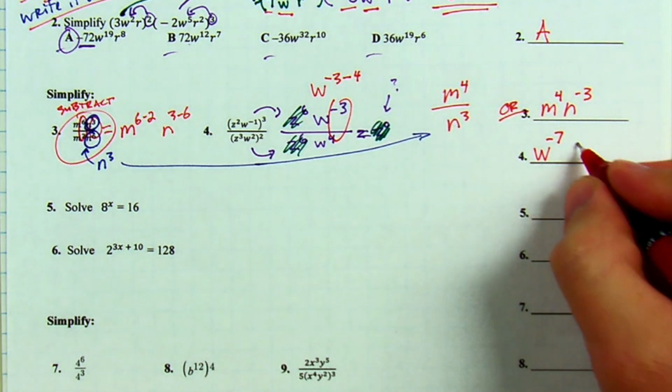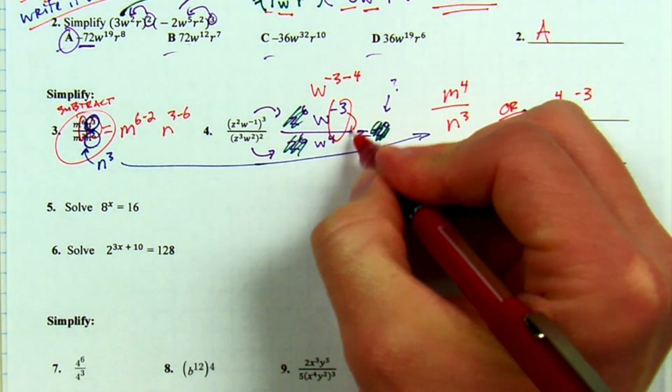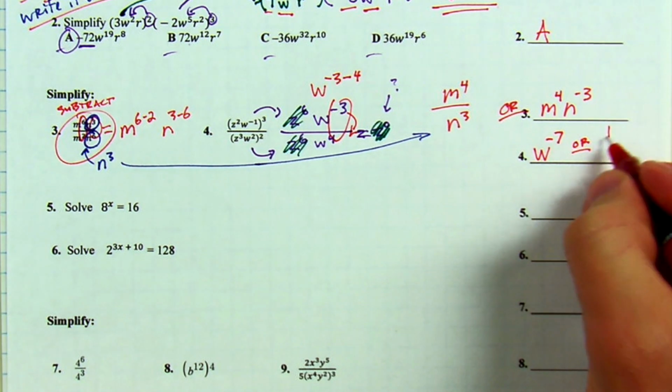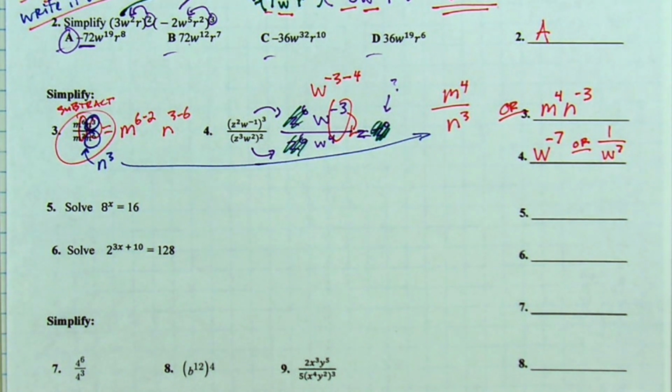Or, if you realize that these w's are actually in the bottom, there's 7 w's in the bottom and nothing on top except for a placeholder 1. So you could write it as 1 over w to the 7th. Either one is okay.